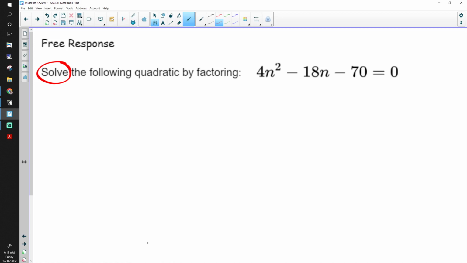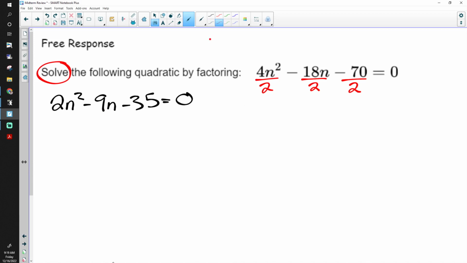What is the GCF of 4, 18, and 70? 2. We can divide all of these by 2. And we're left with 2n squared minus 9n minus 35 equals our 0. For solving, the GCF does not matter. What is my A, B, C? A is 2, B is -9, and C is -35. Beautiful. Time to do the x.